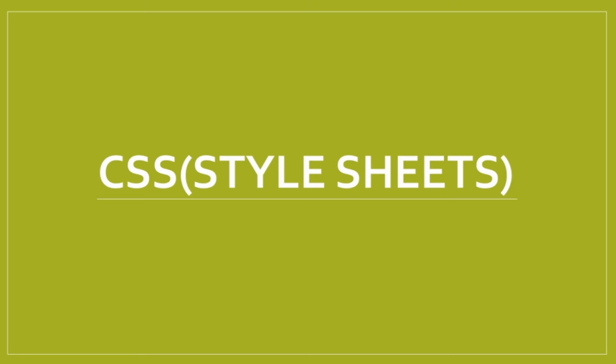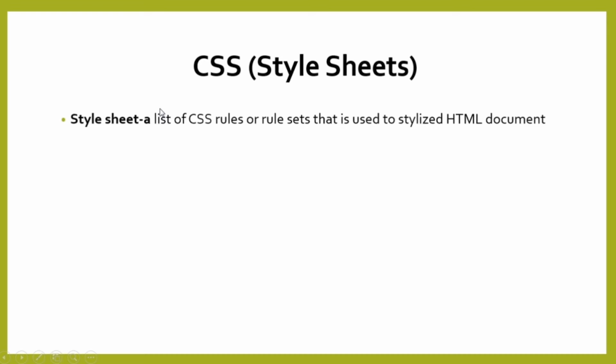Alright guys, in this segment we're going to be discussing CSS basics. Again, CSS stands for Cascading Style Sheets, okay? We usually use CSS to beautify HTML, or let's say to upgrade HTML tags into something better looking. A CSS style sheet is a list of CSS rules or rule sets that is used to stylize an HTML document.